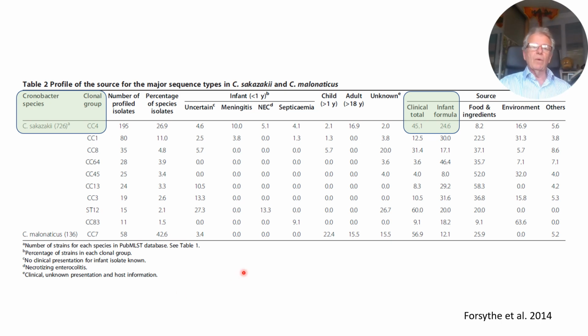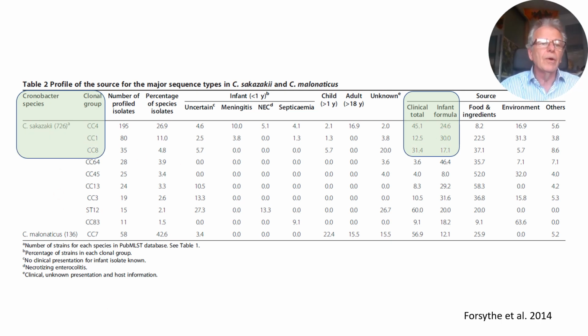Now, sequence type 4 isn't the only version of Cronobacter sakazakii of importance. This is a paper from 2014, and you can see that clonal complex 4 is the most prolific one, and you can see the proportion at that time of clinical and infant formula isolates that we had in the database. But we also have clonal complex 1 and clonal complex 8, and that's the one which we'll be picking up on later in this video.